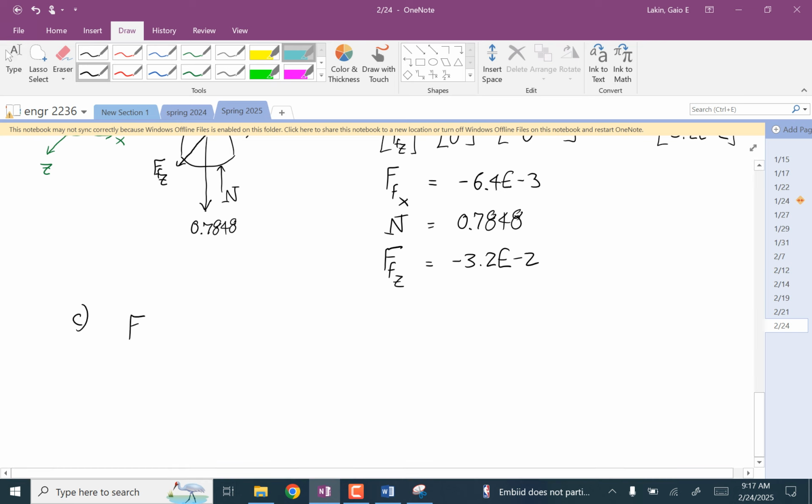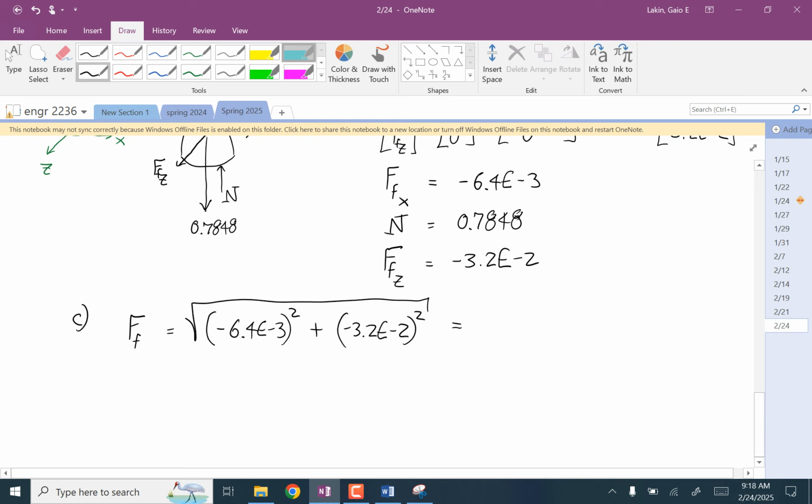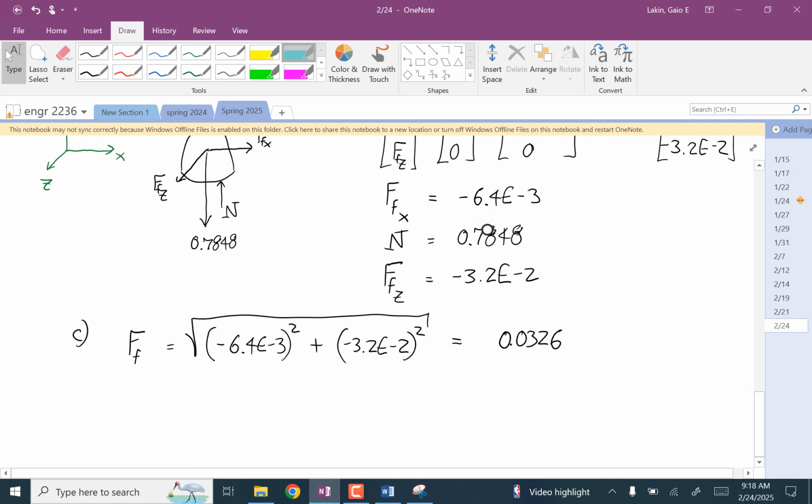For C now, we know that the magnitude of the friction force is the square root of negative 6.4 times 10 to the minus third squared plus negative 3.2 times 10 to the minus 2 squared, and that is 0.0326. So that's the magnitude of the friction force. This is in newtons.